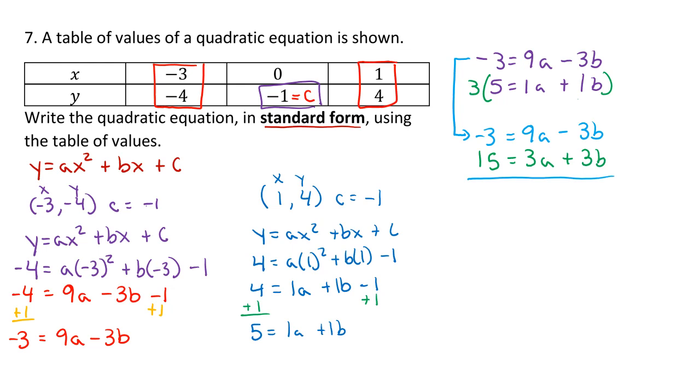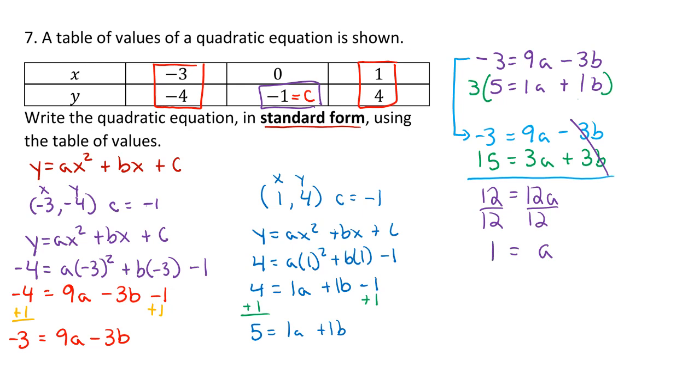So now 3b take away 3b is 0, so those cancel out. 9a plus 3a is 12a. -3 plus 15 is 12. Divide both sides by 12 to get a by itself, and we get a 1.